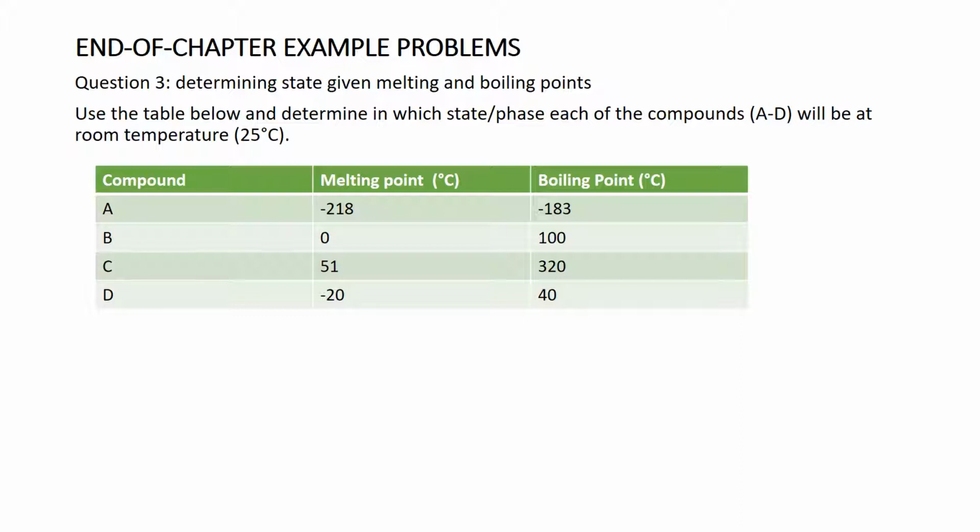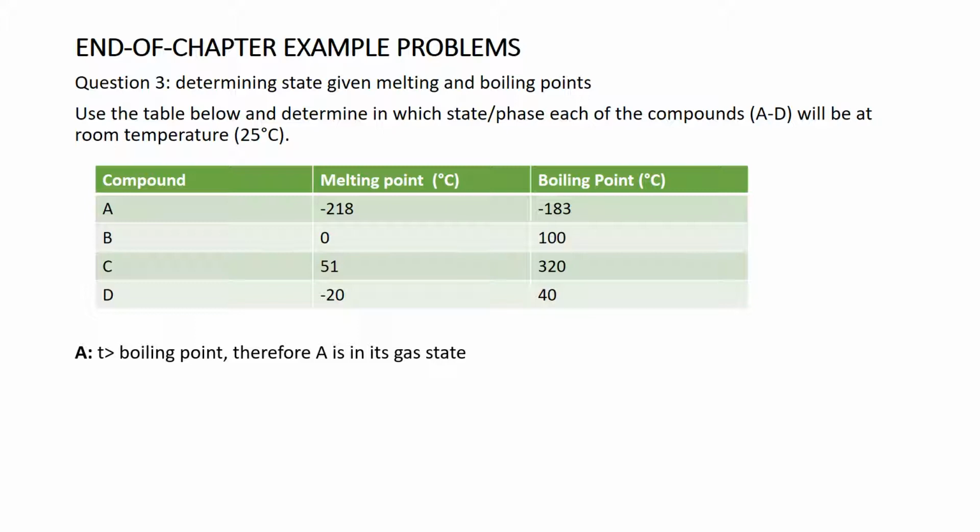So the temperature of 25 degrees Celsius is higher than the boiling point, which means that A is in its gaseous state. Remember, you need to know what happens when the temperature is greater than the boiling point, what happens when the temperature is between the melting point and the boiling point, and what happens when the temperature is lower than the melting point.